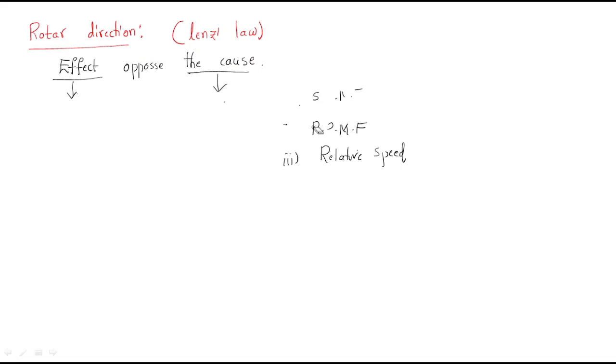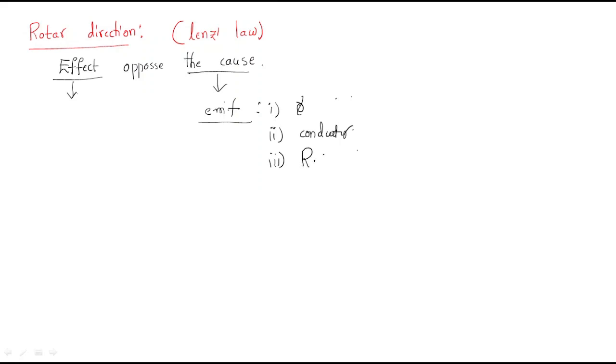Generally, in order to produce the rotor RMF, the first point is the EMF production on the rotor. Understand? EMF induced on the rotor. So the cause is the EMF induced. What is the effect? In order to produce the EMF, three things are required: one is the flux, another is the conductor, third is the relative speed. This relative speed is the main cause.